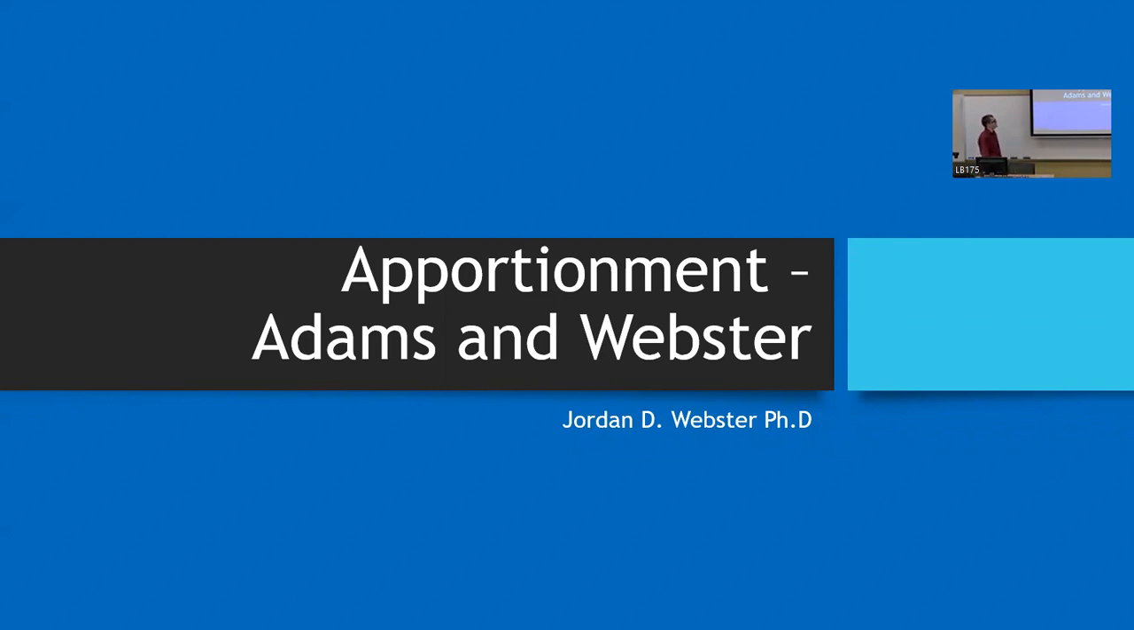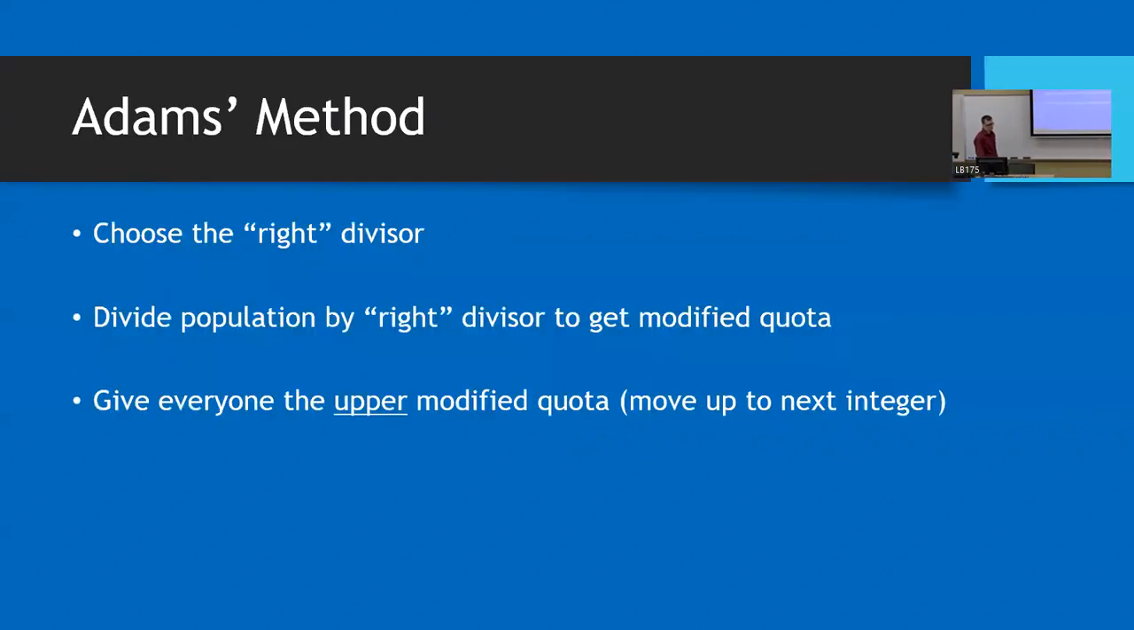So Adams's method of apportionment is going to look like Jefferson's method. We're going to pick a divisor. We're going to divide each district's population by that divisor and get modified quotas. Instead of giving everyone the lower modified quota, like we round down every time, what we do with Adams's method is we round up every time.